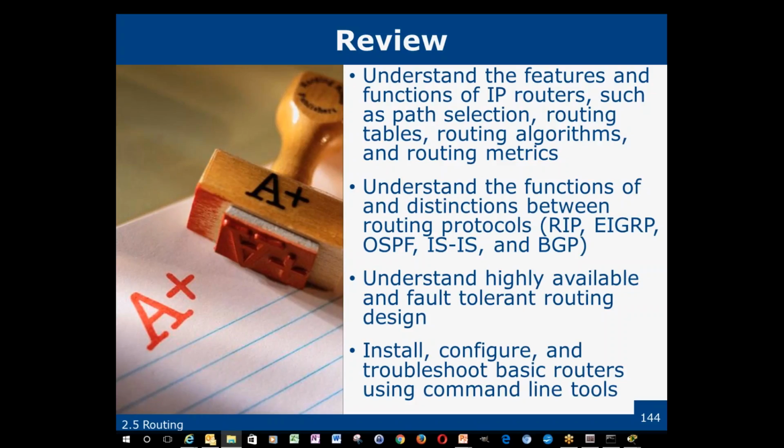And the only one that is classful is going to be RIP v1. The rest of them are classless, or they take the subnet mask with it. Carries the subnet mask field for the route updates. If it doesn't, then it's going to be classful.